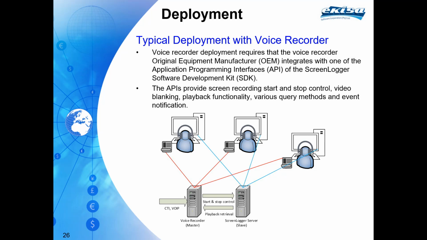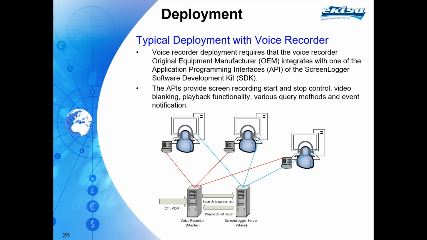A typical deployment with a voice recorder product requires that the voice recorder original equipment manufacturer, the OEM, integrates with one of the application programming interfaces of the ScreenLogger software development kit. The API provides screen recording start and stop control, video blanking, playback functionality, various query methods and event notification.